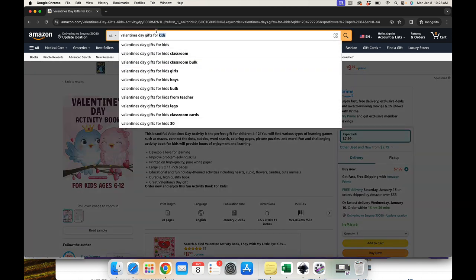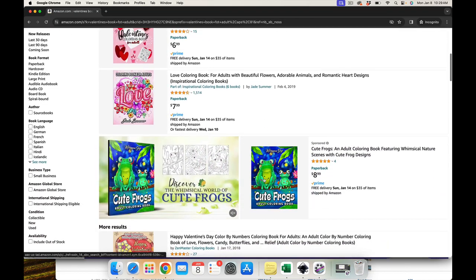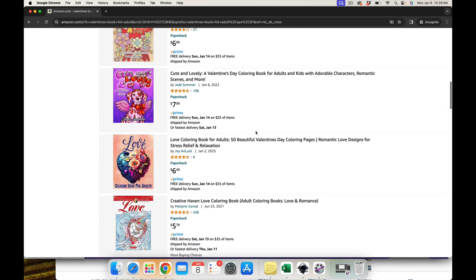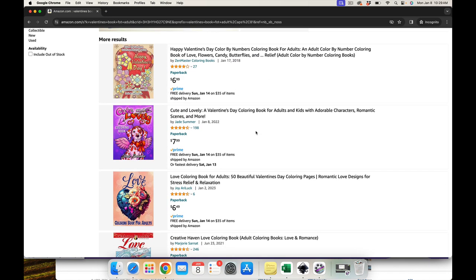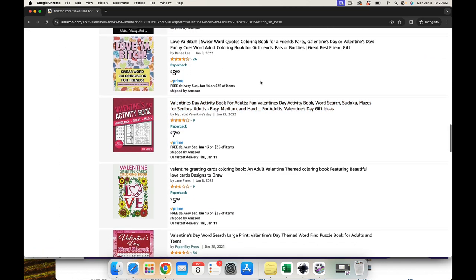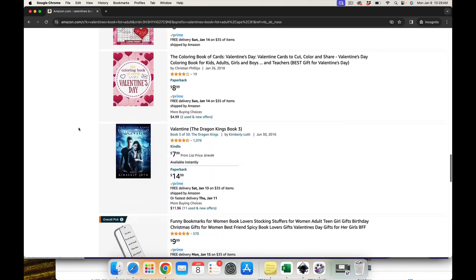Now, if you do want to go a little deeper or you don't want to work in the kids' activity book section, we can also go back and type in something like a Valentine book for adults. You can see that some of these are just coloring books that maybe are a little more mature, or maybe even the same type of designs for kids, but they are marketed for adults. But there's a swear word coloring book. There is an activity book that maybe is a little more difficult than the one that was made for children.